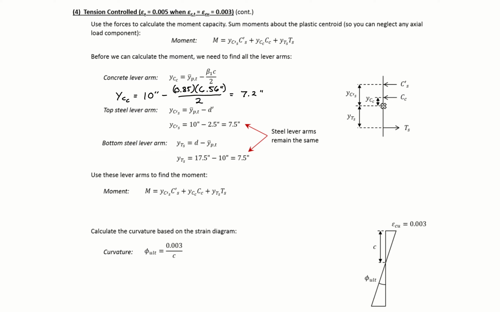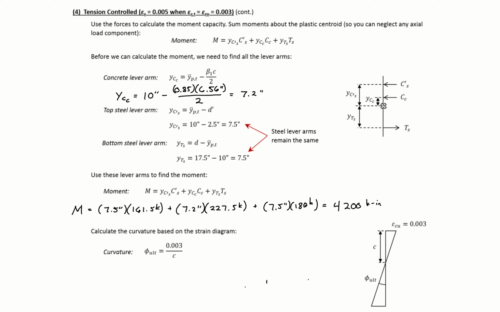And then finding our moment, we'll find our moment to be 7.5 inches times 161.5 plus 7.2 inches times 227.5 plus 7.5 inches times 180, which will give us a moment of 4,200 kip inches. And then we can find our curvature.